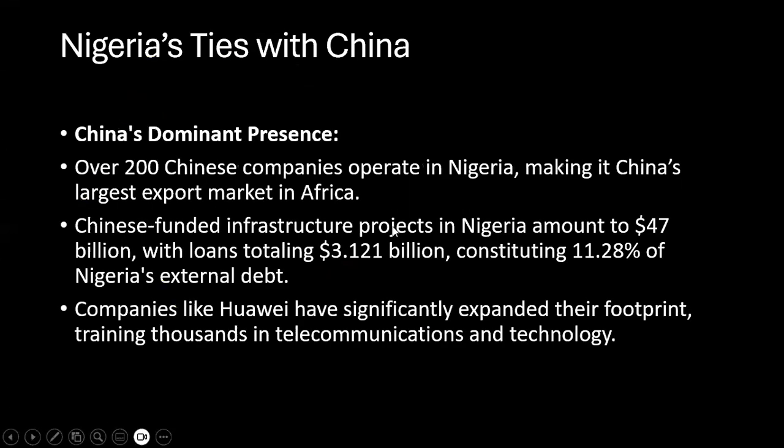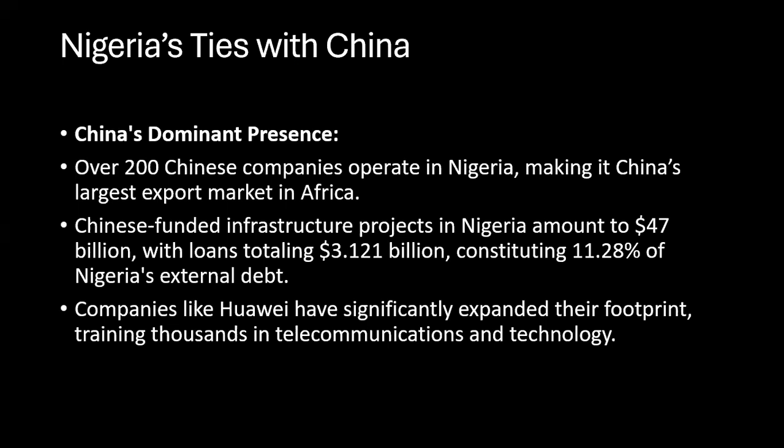The next important thing that we need to understand is Nigeria's ties with China. Now, there is some relation between China and Nigeria, or China and Africa, and that is the reason we also want to make our presence there. But we'll see how China is dominating and how its presence is there. Over 200 Chinese companies operate in Nigeria, making it China's largest export market in Africa. So you can see that a lot of dependence is there.